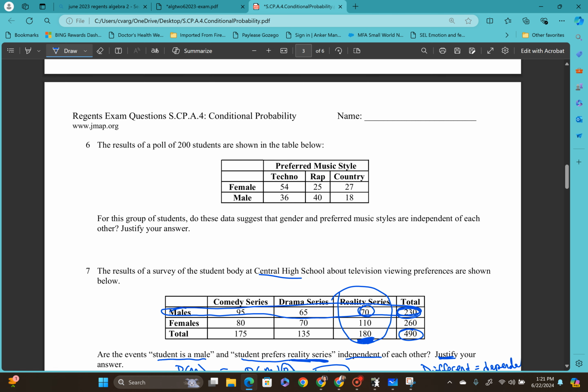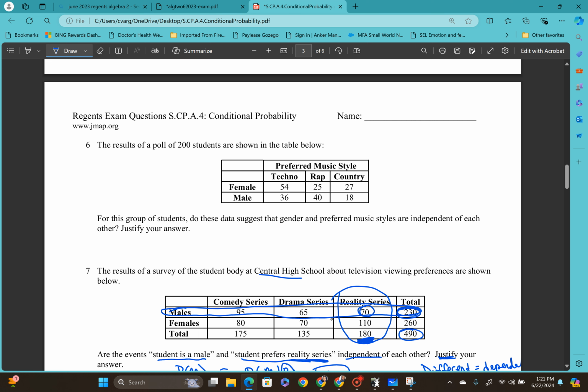We're going to go ahead and try number 6 as well. This might be a little bit crazier because it says for this group of students, do these data suggest that gender and preferred music styles are independent. So gender. So we just need to pick a gender. So I'm going to go ahead and pick females because I'm a female.